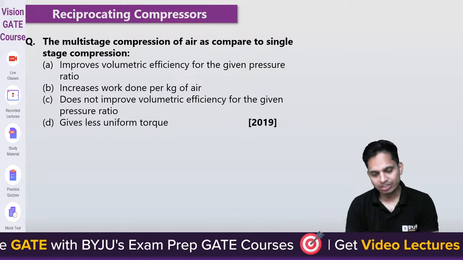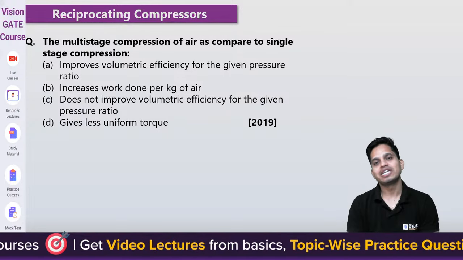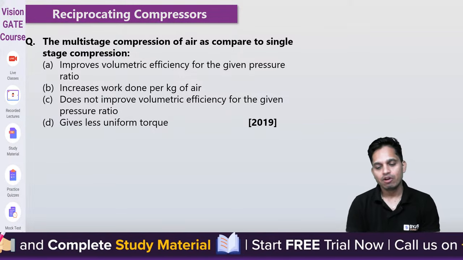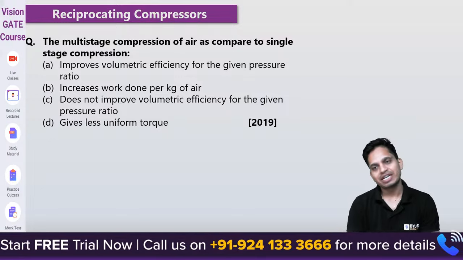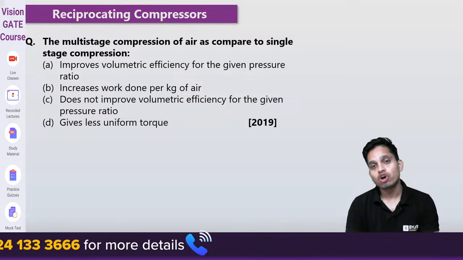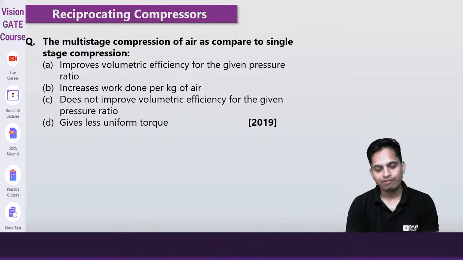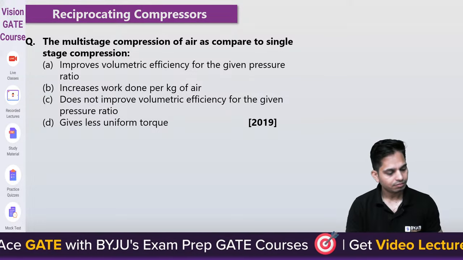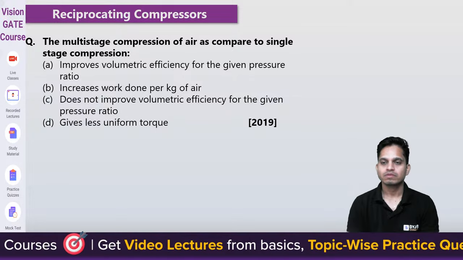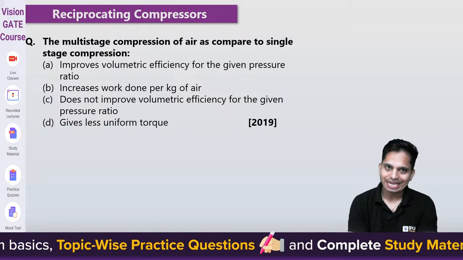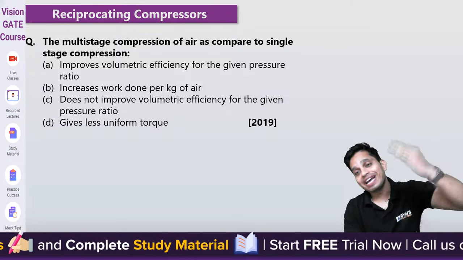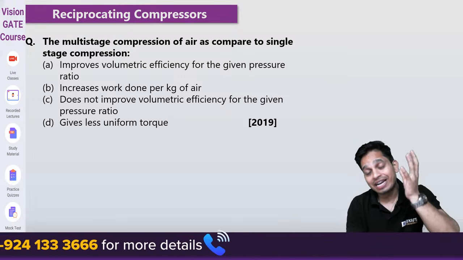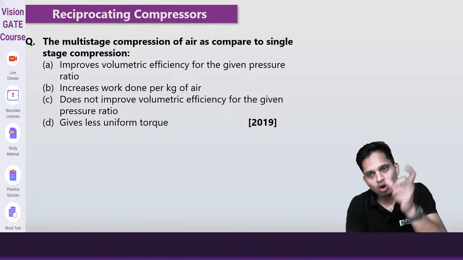The multi-stage compression of air as compared to single stage compression: why are you doing multi-staging? It improves volumetric efficiency for the given pressure ratio, increases work done per kg of air, does not improve volumetric efficiency, gives less uniform torque. Yes, exactly. When you have to work at much higher pressure differences, because of clearance ratio your volumetric efficiency drastically decreases as the pressure ratio increases.